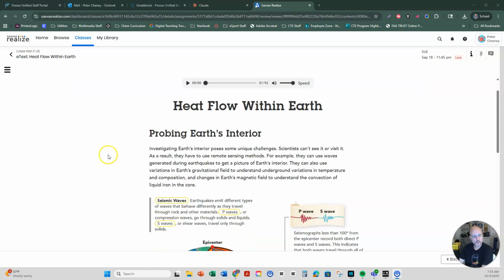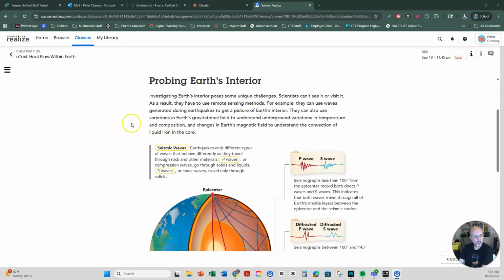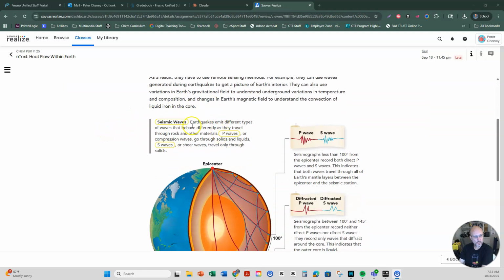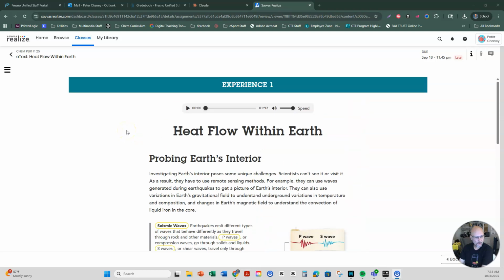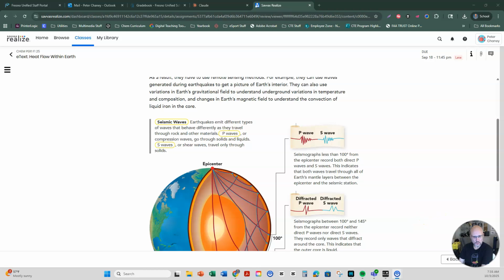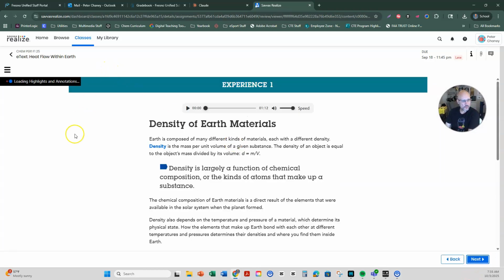So page 1, we were going through probing Earth's interior. We have seismic waves. We circled these things right here, P waves versus S waves, and that was pretty much it on page 1. Page 2, we had an actual vocabulary word, density, and that is the mass per unit volume of a given substance. We highlighted the density of an object is equal to the object's mass divided by its volume, so D equals M divided by V.